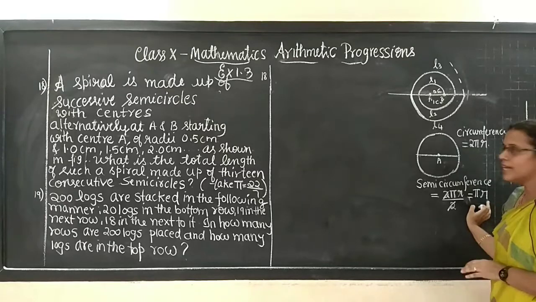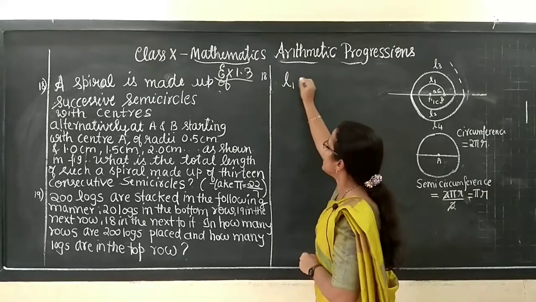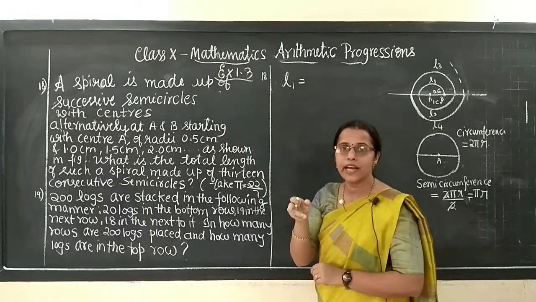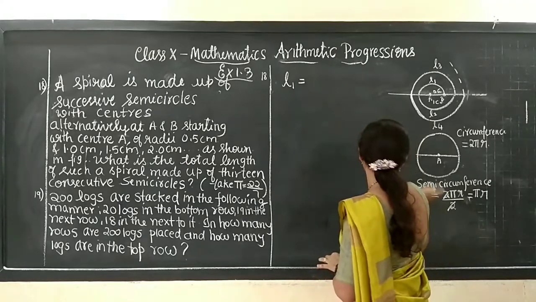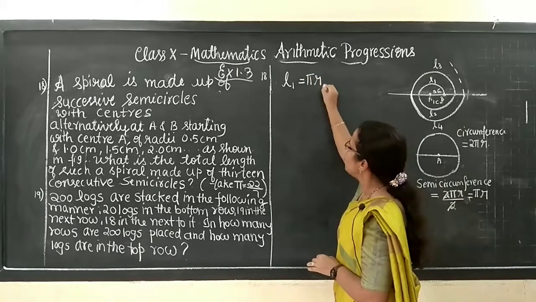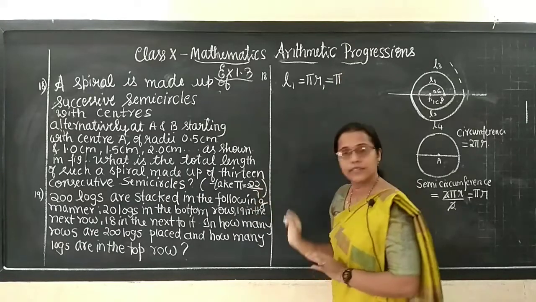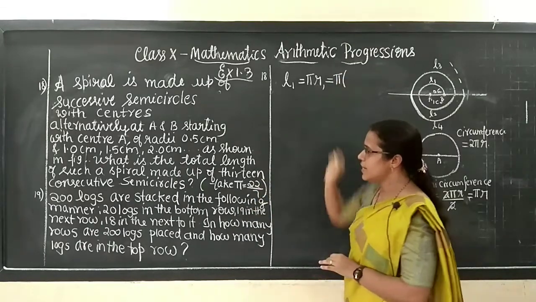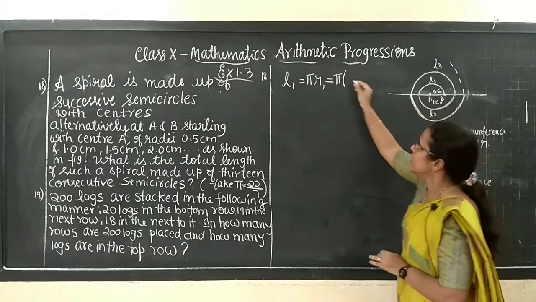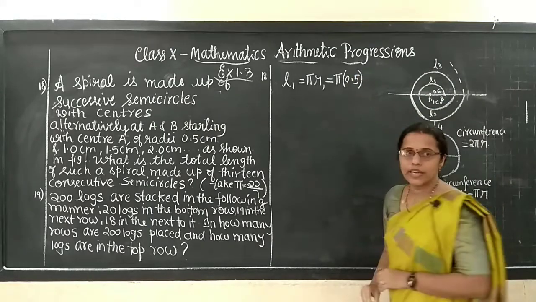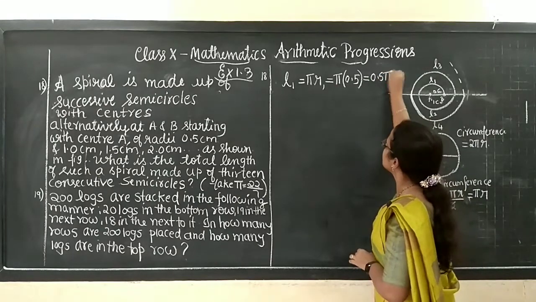Okay, so what is the length of the first semicircle? What can we write? Length L1 is the first semicircle, right? What is the formula of the length of a semicircle? That is nothing but semi-circumference, pi R1. Let us write pi as is. Then R1 is the radius from A to the first semicircle, that is 0.5. If you multiply, it will become 0.5 pi.